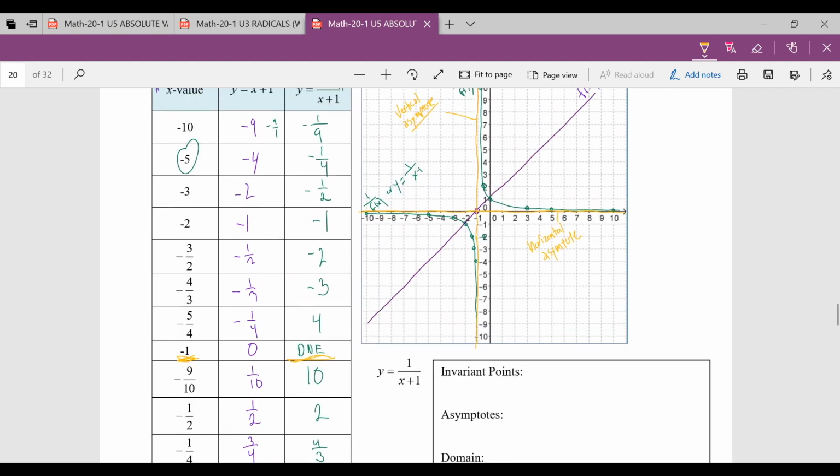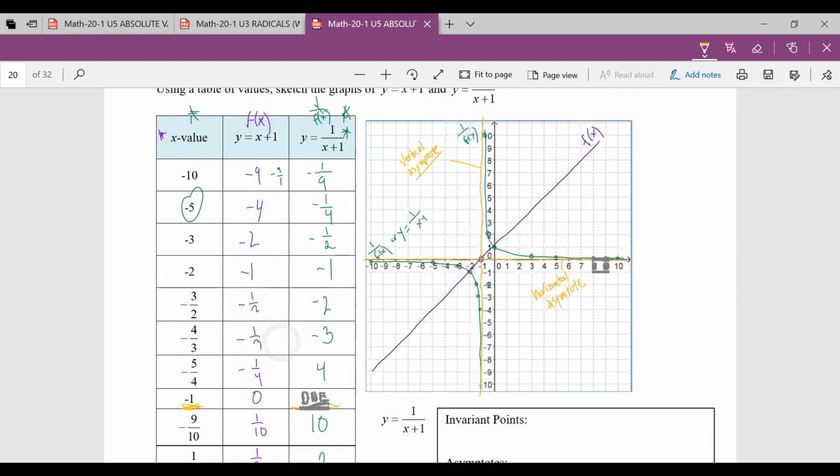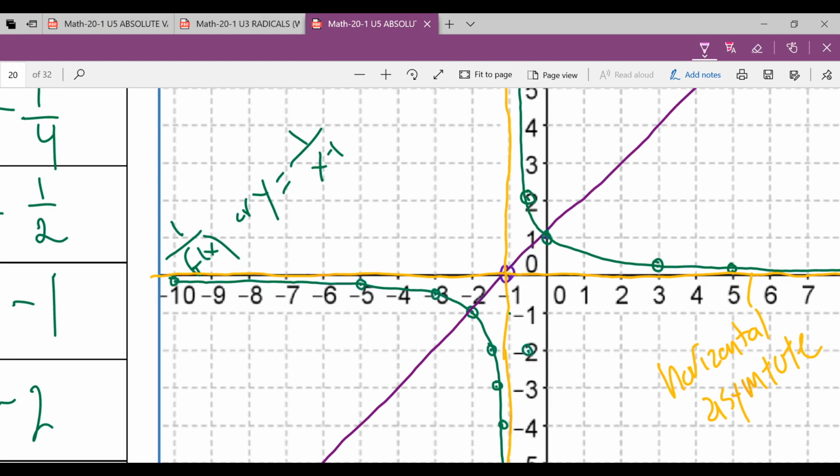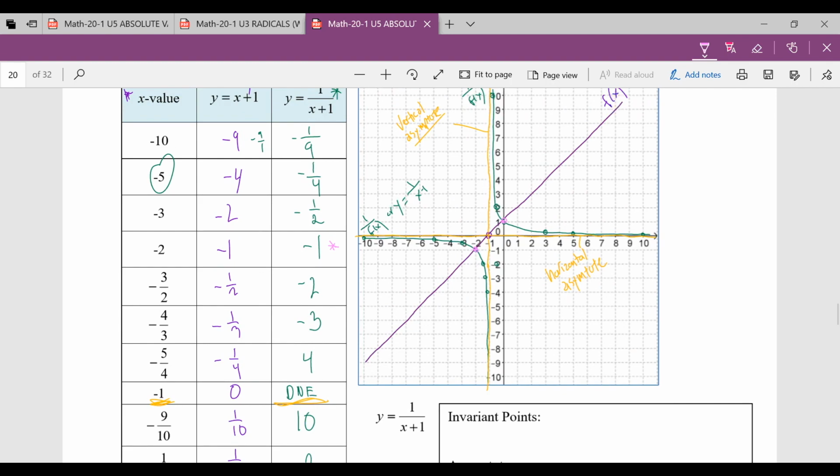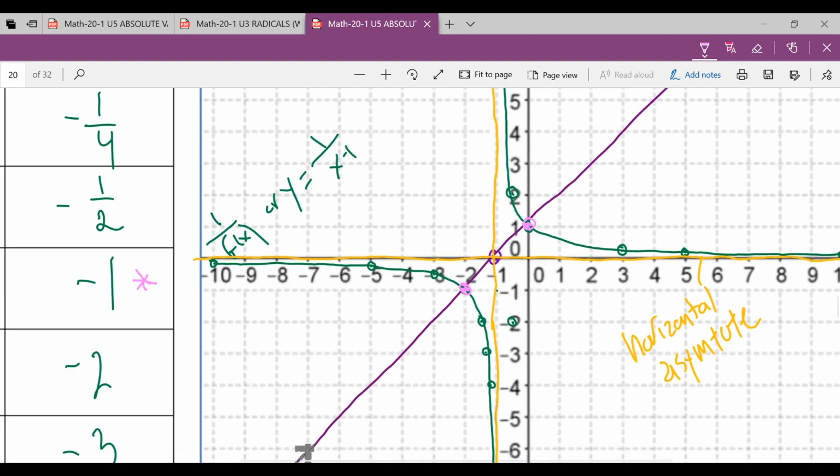Now, if we take a look at the graph, we can identify a couple of other unique points. Notice the 2 points where the f of x and 1 over f of x intersect, here and here. And notice for those 2 points where y equals plus or negative 1, here's y equals positive 1, and here's y equals negative 1. Notice that the equivalent values for f of x and 1 over f of x don't change. So those points that don't change, they have a name, and you've seen these before in the context of absolute values. Those are invariant points.